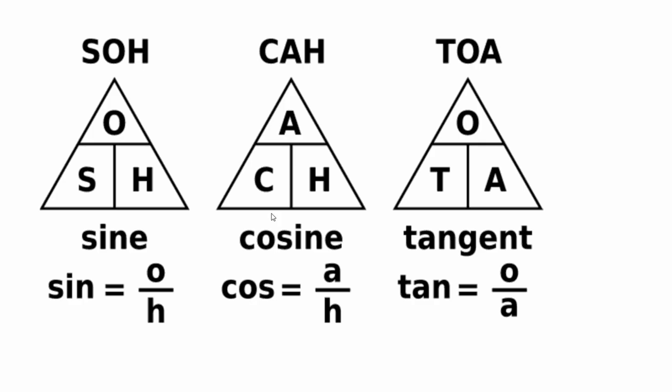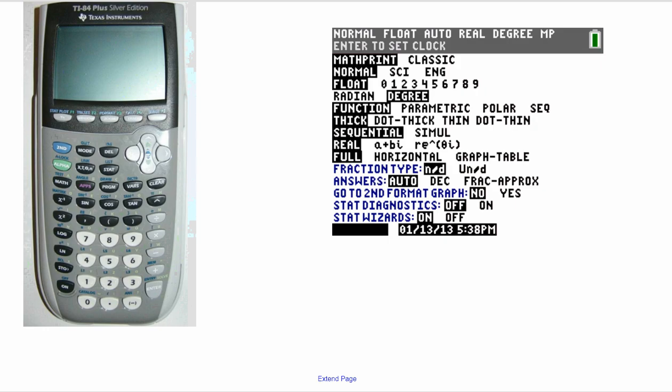So to review, SOHCAHTOA, we're dealing with tangent, opposite over adjacent. And before we start doing any calculations, I have to tell you something very important. There are 2 units to measure angles. One is radians, one is degrees. Radians is something we'll learn about in the next couple chapters. So right now we want to make sure our calculator is only set to degrees.